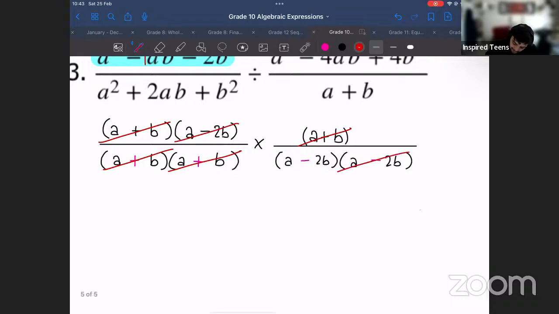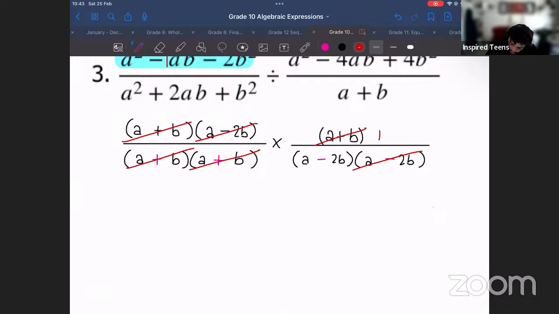So on top, I have nothing left, but remember, I'm left with 1 because when I cancel this and cancel that, I divide them both by themselves and I get 1. Okay, so I'm left with 1 over whatever's left in the denominator, a minus 2b.